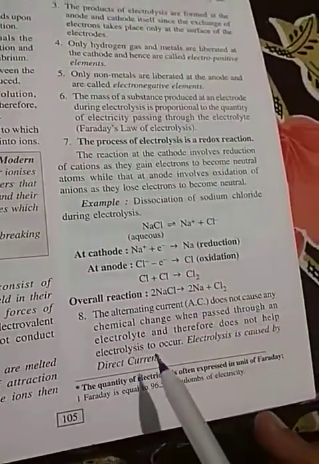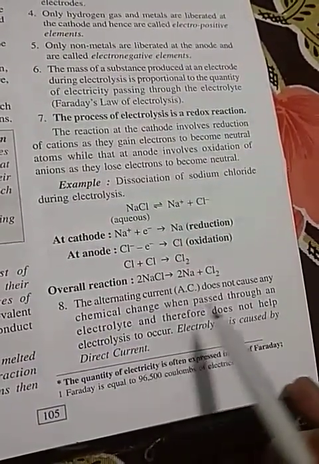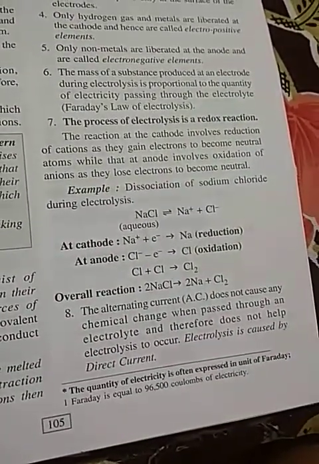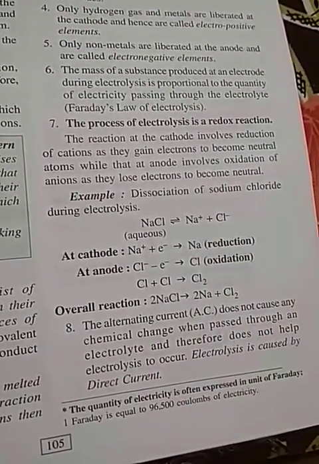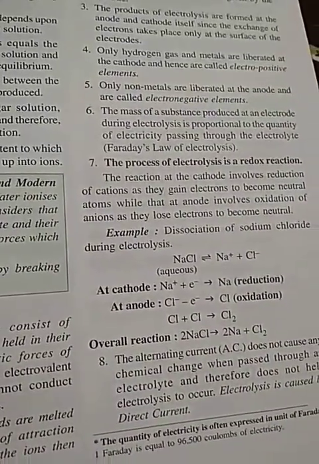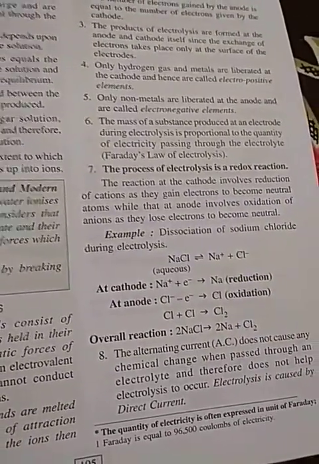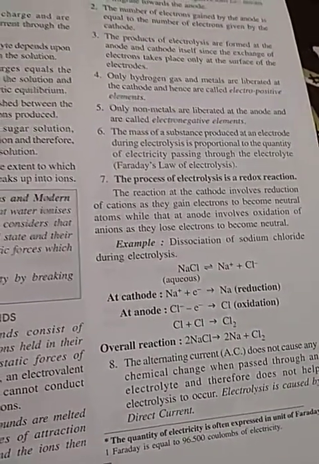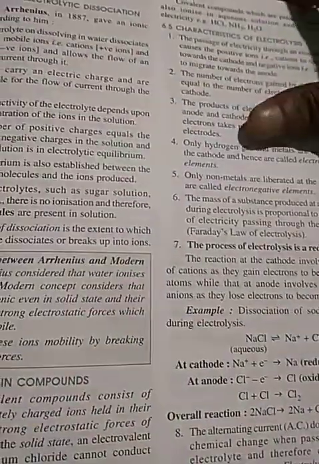For this electrolysis process, we normally use DC current because alternating current does not cause any chemical change when passed through an electrolyte, and therefore does not help in the process of electrolysis. There are many other reasons why we don't use AC current and why we use only DC current. We will see that in this chapter after one or two classes. So for electrolysis we use only DC current.